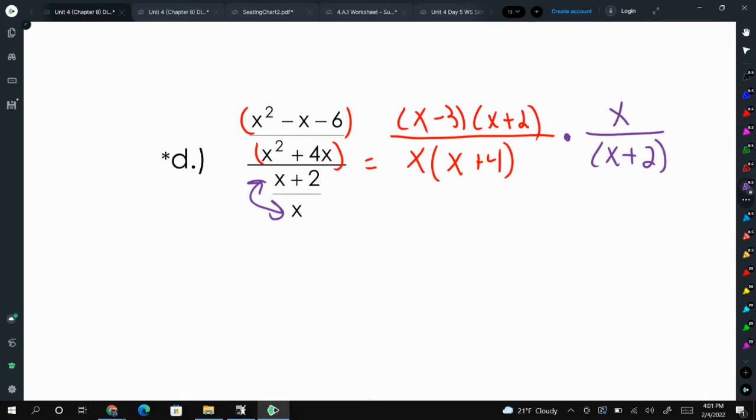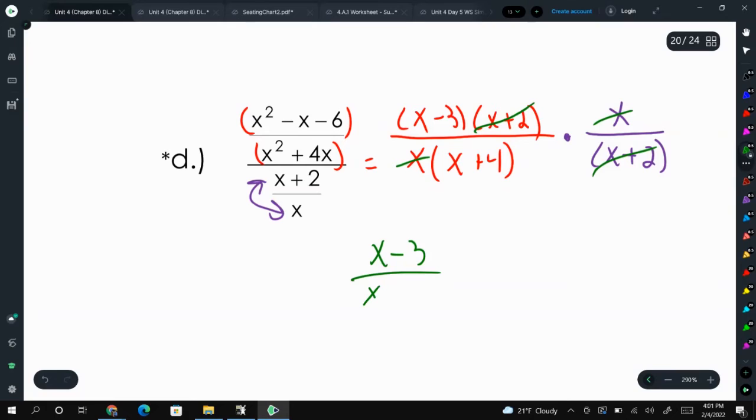Now we can cross things off the numerator and denominator. We have an x plus 2 on the top and bottom, we have an x on the top and bottom, and we are left with x minus 3 over x plus 4, and that would be our final answer.